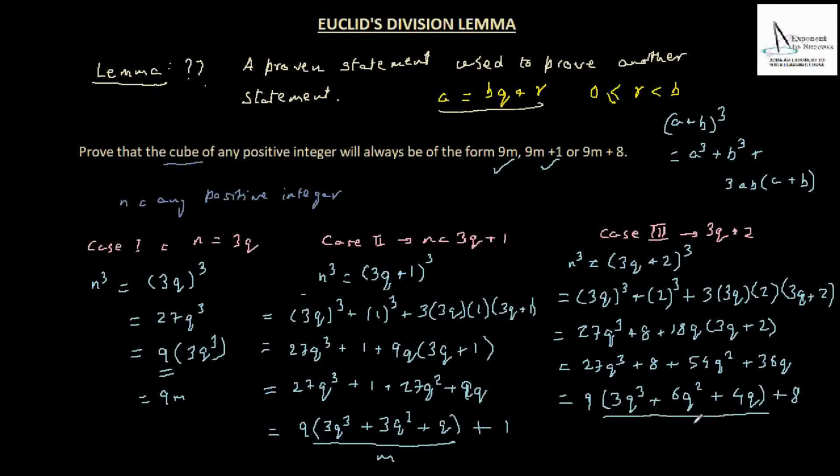So again, if I take this whole thing as m, we know that n cube can now take the form of 9m plus 8. So we've got the third case also covered, and since we had only 3 possible cases, we have covered all the cases. So we can say that the cube of any positive integer will always be of the form 9m, 9m plus 1 or 9m plus 8.